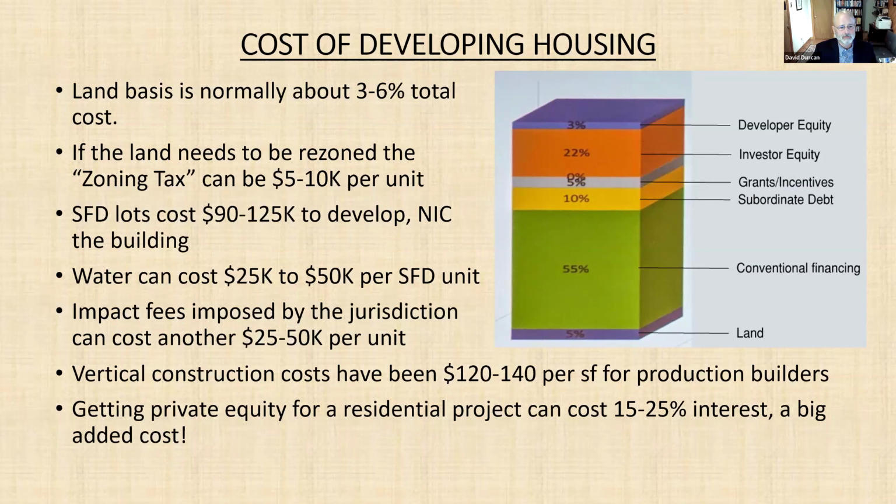That can add another $25,000 to $50,000. Vertical construction costs have been recently $120 to $140 per square foot for production builders. And if you have to borrow that private equity money to get it done, the cost of that can be 15 to 25%, because as the rates go up in the market, the investors want a higher return, not just to keep their money in the stock market, to invest it in a more risky venture like this.